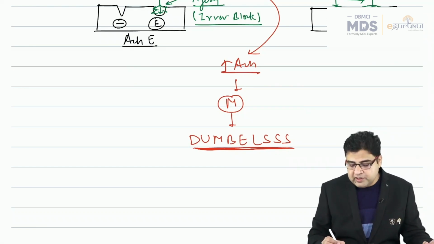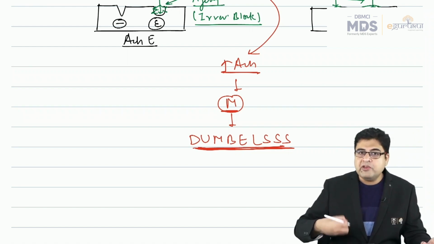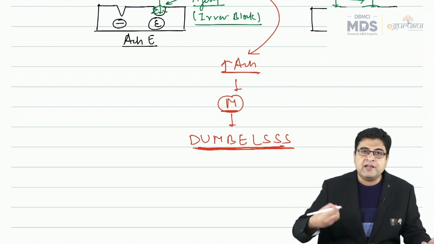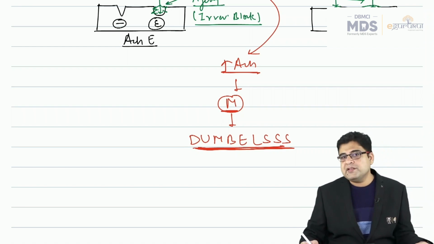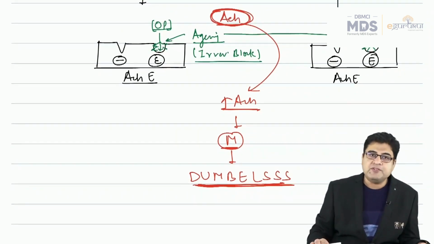So acetylcholine will act on the muscarinic receptor. Patient will come to you with pinpoint pupil. Patient will have diarrhea, urination, bronchospasm, bradycardia, lacrimation, salivation. All these symptoms are there. So these are the symptoms of organophosphate and carbamate poisoning.